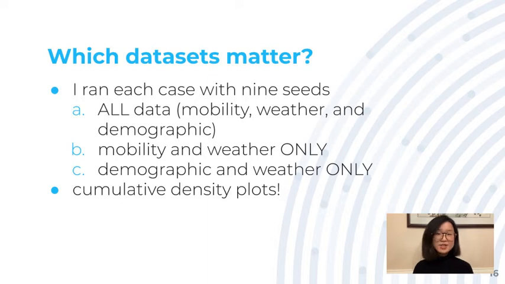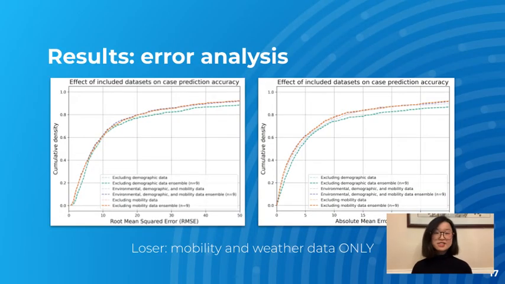Again, I used cumulative density plots to analyze these results. As you can see from my error analysis plots, excluding the mobility data really had no impact on the error whatsoever. When we didn't use it, the error didn't get worse, but when we excluded the demographic data, the error did in fact get more distributed toward higher numbers, which just means that including that demographic data made the model more accurate.